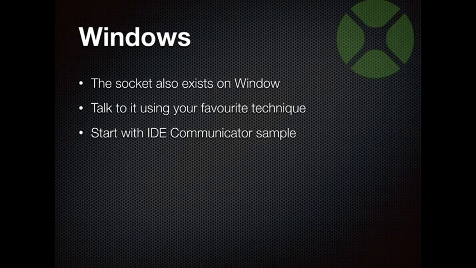So I mentioned Windows briefly. The socket also exists, and you can talk to it using your favorite technique. I will show Python and Ruby here, which also exist on Windows. So in theory, you could do that on Windows as well. I have not tried that. I do not have a Windows system to test with. But essentially, if you use Windows, you can probably use the exact same technique I have here. Instead of a shell script, it's going to be a batch file, or directly a Python script for sure. But you can also start with the IDE communicator and see how it does there too. That should work fine. You can also make that communicator just a library and then link it to your program.